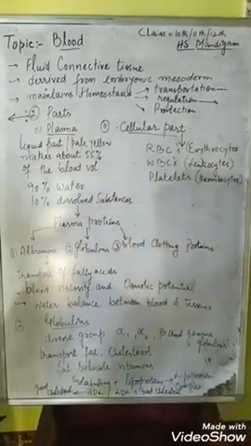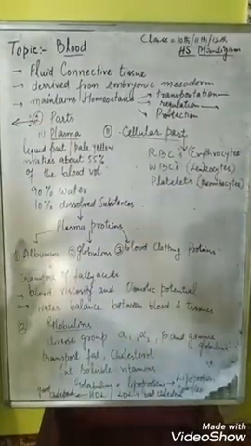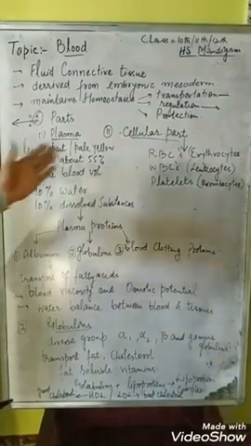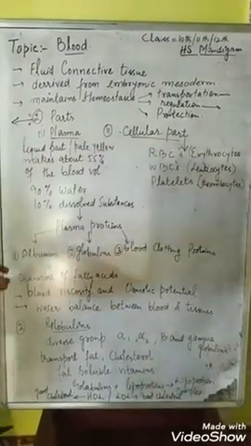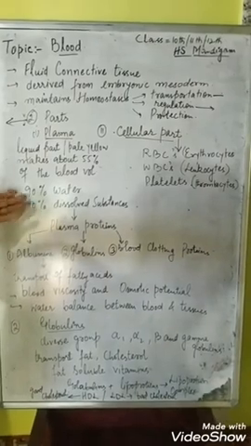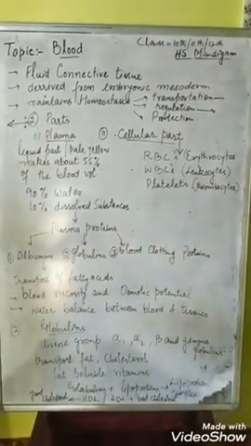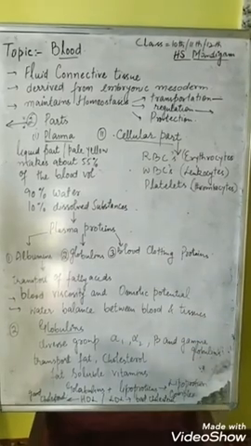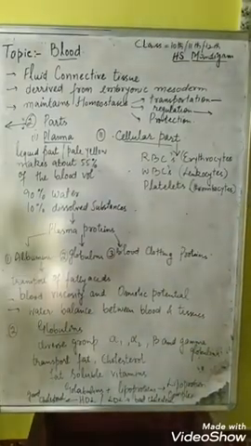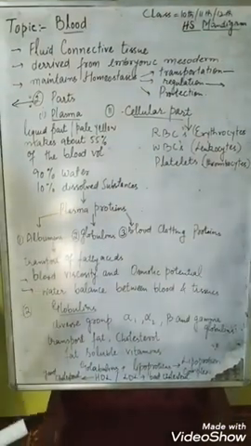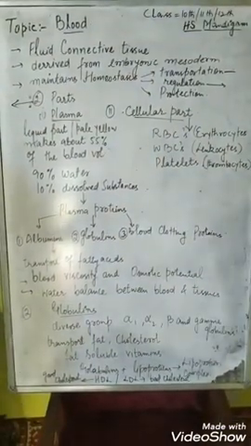Now, coming towards the plasma part. Plasma is the liquid part of the blood in which these cells keep floating. As I told you, it consists of around 90% water and 10% dissolved substances. Those 10% dissolved substances constitute plasma proteins. Mainly they are plasma proteins.